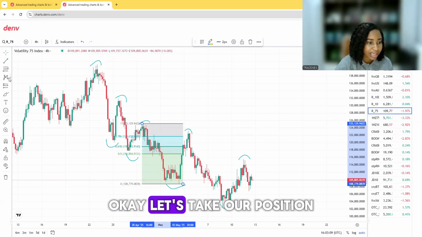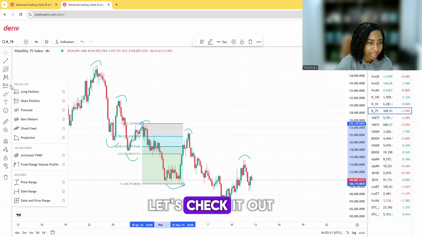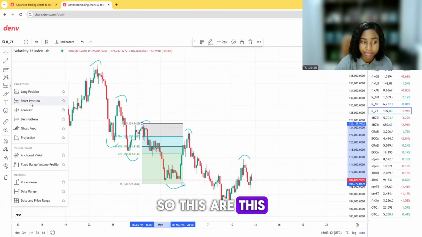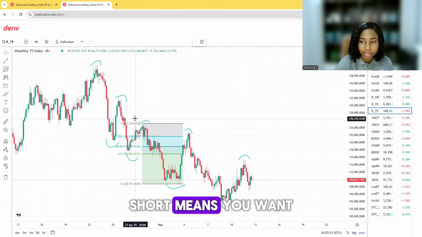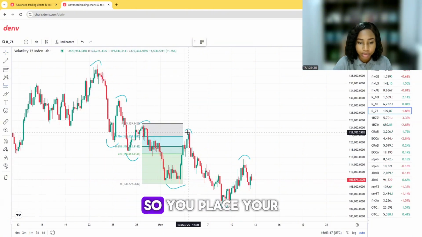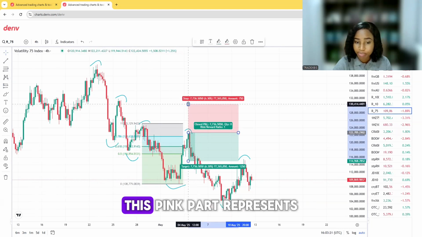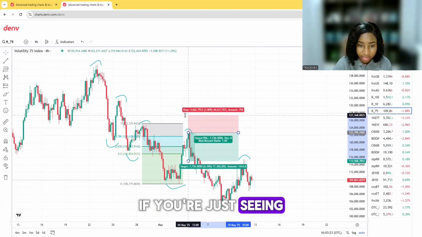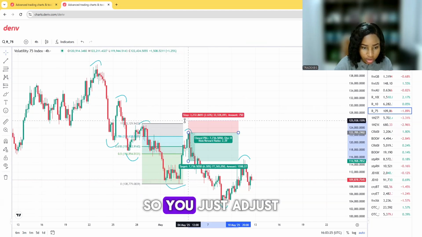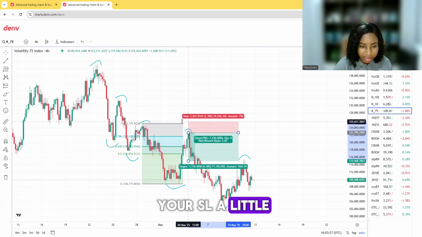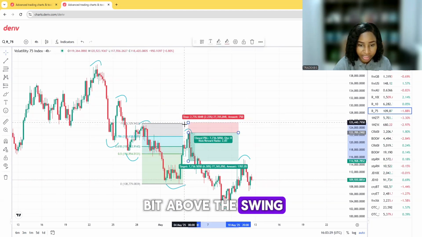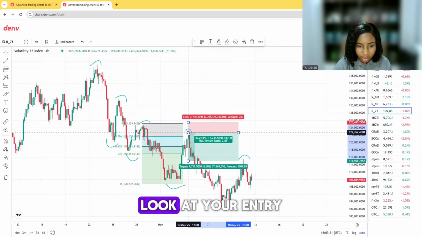Okay, let's take our position. Let's check it out. Let's see how it looks. So this time around, you're going for short. Short means you want to sell. Okay, so you place your short position. Don't forget your SL. This pink part represents your SL. If you don't understand that, just adjust your SL a little bit above the swing high.